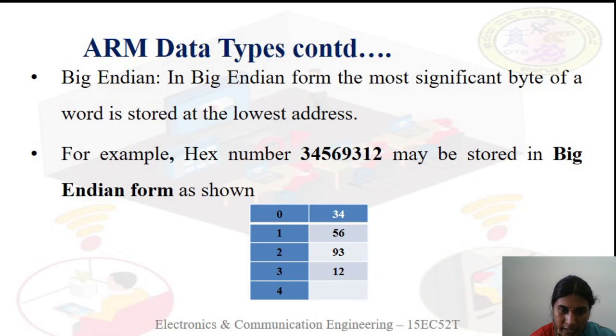In this memory, which will be the lowest address, dear students? The 0 is the lowest address. So, in this 0, you have to store the most significant byte, that is 34. See here, in address 0, 34 is stored. In the next address 1, the next byte 56 is stored. In address 2, 93 is stored, and in address 3, 12 is stored. This is the big endian style.